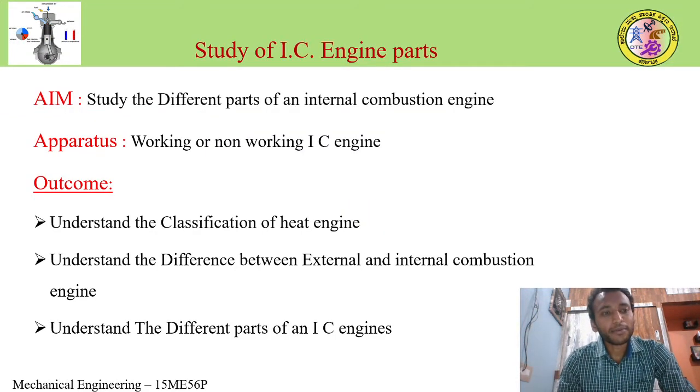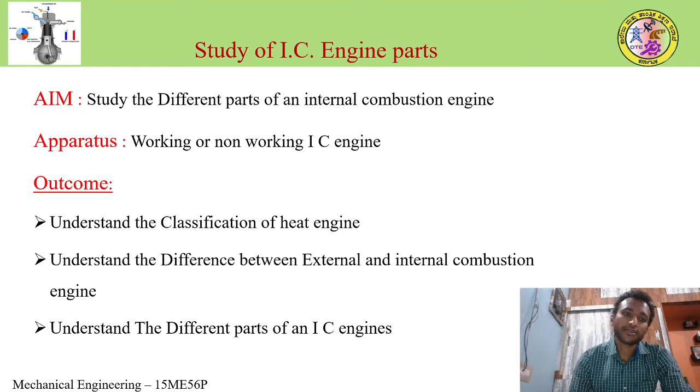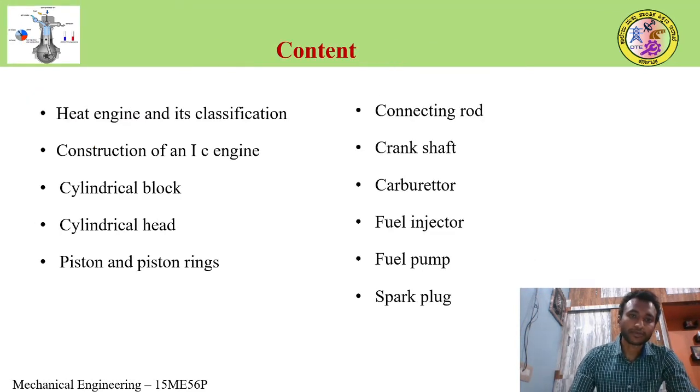Then, the aim of this experiment is to study the different parts of an IC engine, that is internal combustion engine. Apparatus required is a working or non-working IC engine. Non-working is better. The outcome of this experiment is, at the end of this session, you are going to understand the classification of heat engines, understand the difference between external and internal combustion engine, and understand the different parts of an IC engine, that is internal combustion engine.